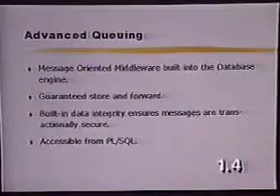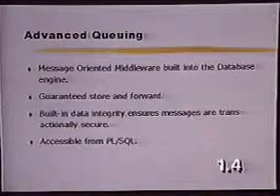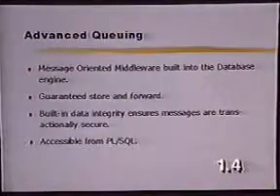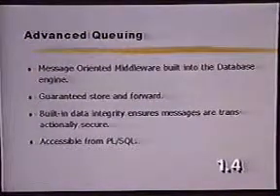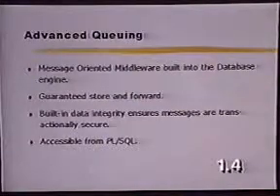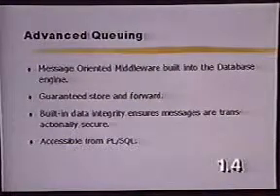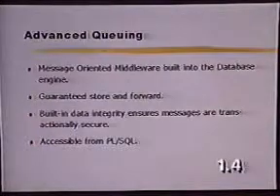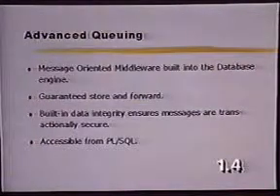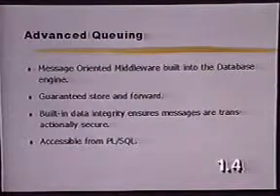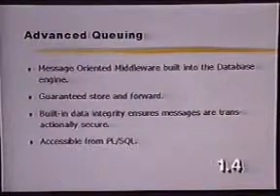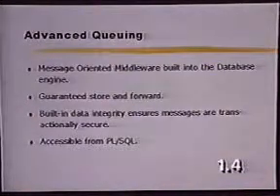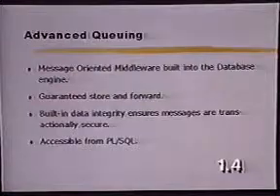Another advanced feature provided by Oracle 8 is the support for advanced queuing. The features include a message-oriented middleware built right into the database engine. A store and forward model is guaranteed now by Oracle 8. In addition, we have a built-in data integrity feature that assures that messages are transactionally secure, meaning that you don't have to worry about the order things are sent. No two rows will be accessed simultaneously if you don't want to. Locking and all that mechanism will be handled for you. In addition, the advanced queuing features will be available directly from PL/SQL.